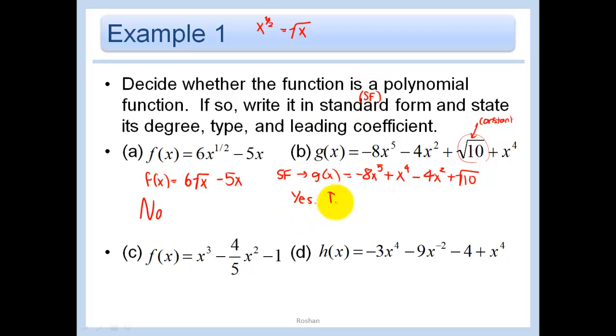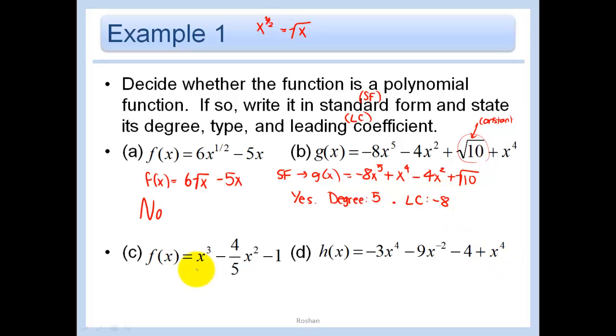The degree is just 5. It's the biggest degree I see. The type is just a 5th degree, and when we say beyond a quartic, we don't name it anything, just the 5th degree, so I don't even need the type here. And then the leading coefficient, I'm going to call that LC. The leading coefficient is just what's in front of that highest power, and that would be a -8.